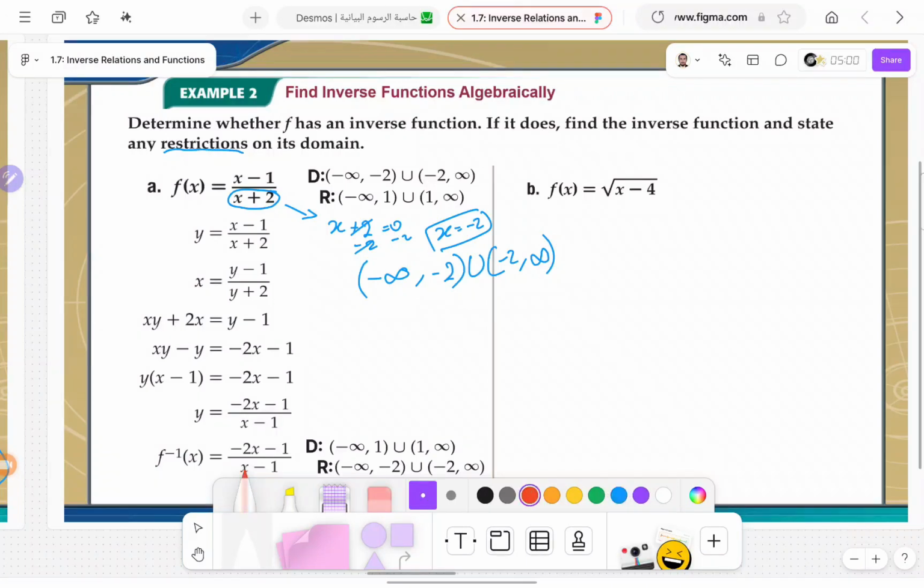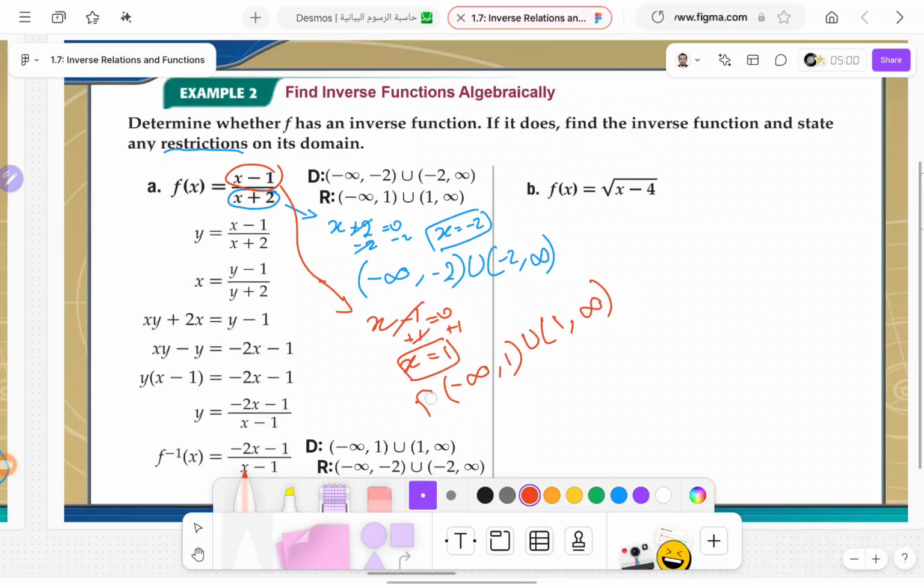How can you know the range? For the range, you take the numerator, same thing, and set it equal to 0. x minus 1 equals 0, plus 1 on both sides, so you cancel this. So x equals 1. Now the range will be from -infinity to 1 union from 1 to +infinity. So this should be the range and here should be the domain.